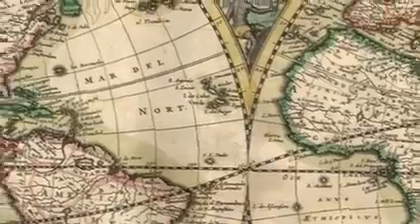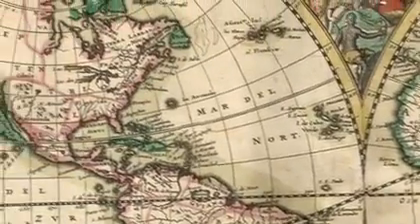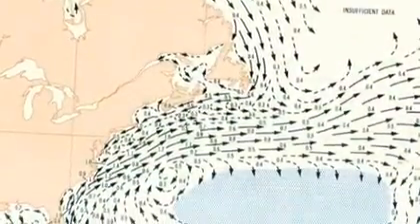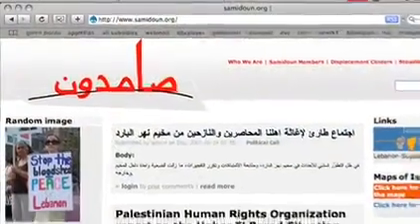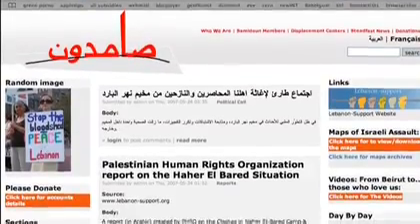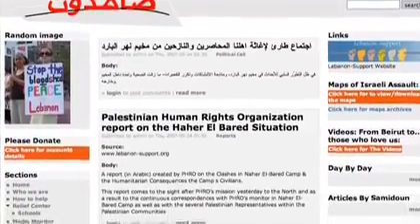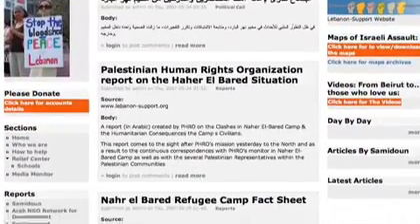Maps are another way to visualize information. There is something timeless about maps, and this may be why they are a medium that people seem to trust. During the 2006 Israeli invasion of Lebanon, human rights NGO Samidun used maps to help people understand what was happening.